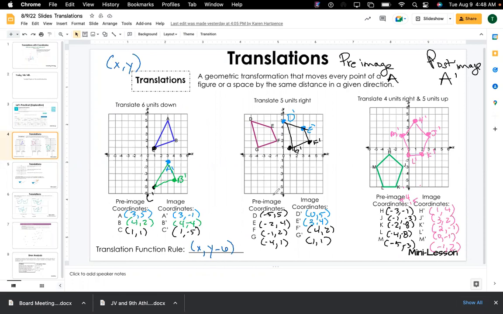Okay. For translate 5 units right, we're moving the X value to the right. Okay, so we're going to take X plus 5 and we're leaving our Y alone. Can you write the last one?